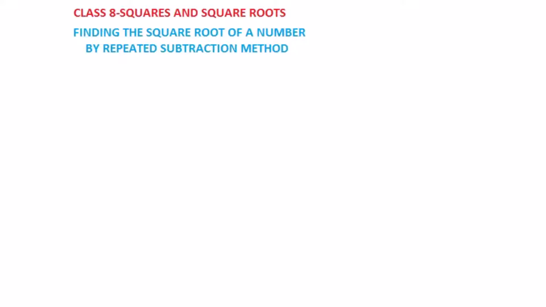Hi, today in class 8, chapter squares and square roots, let us find the square root of a number by the repeated subtraction method. Repeated subtraction means taking a number and subtracting from it the odd numbers 1, 3, 5, 7, etc.